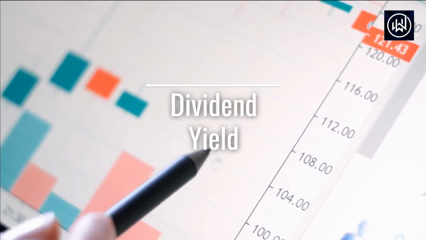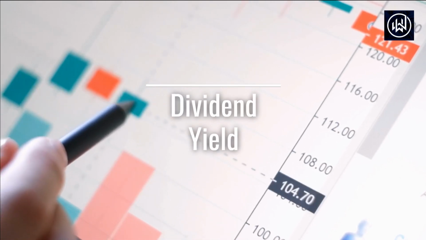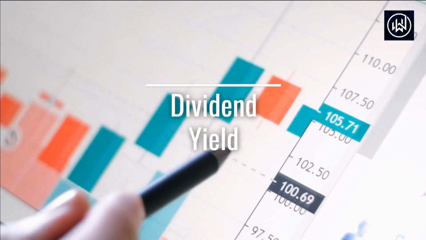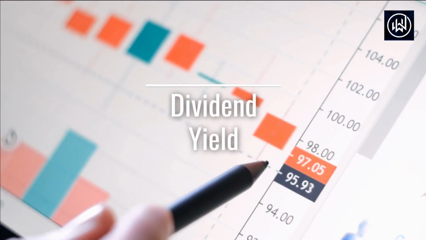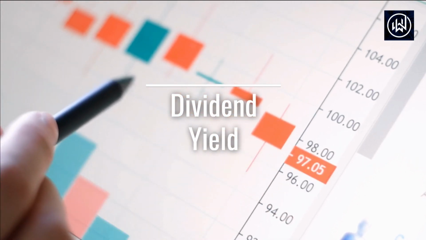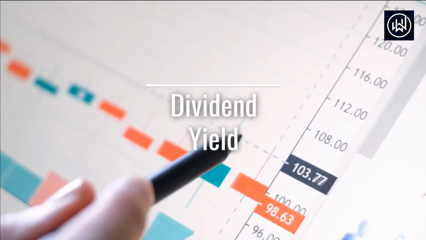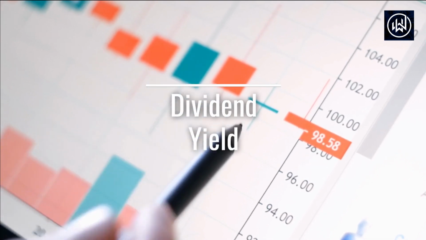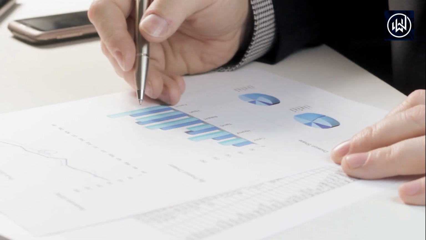Dividend yield. The dividend yield is a percentage of a company's share price that is paid out to investors in the form of dividends. It's a measure of how much income an investor can expect to receive from owning the stock. Companies with higher dividend yields may be more attractive to income-seeking investors for obvious reasons.